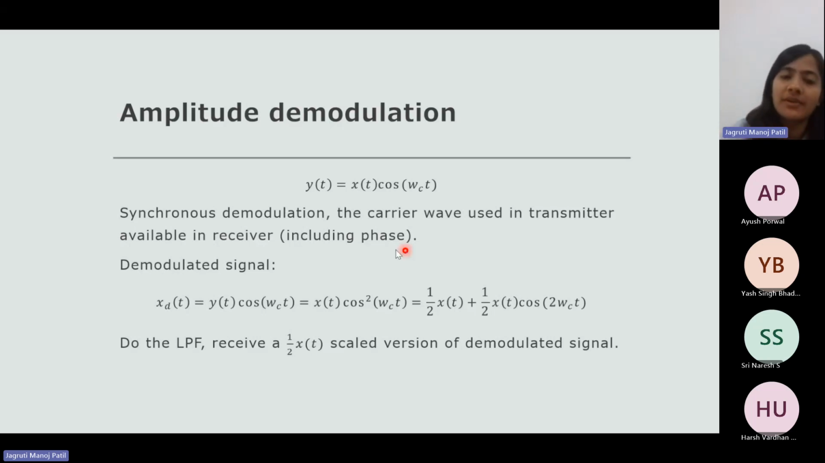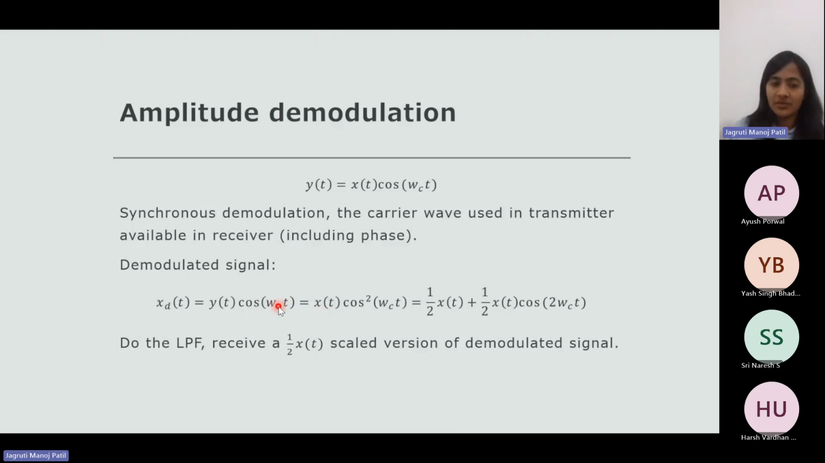So essentially, when we represent a signal, say y of t over here, x of t is our original signal, multiplied by the carrier, say cos omega t. Here there's a method called synchronous demodulation. We need a carrier signal here that's used in the transmitter and is available in the receiver, including the phase of the signal. The demodulated signal is represented by xd of t. So we take this signal and multiply it by cos omega ct, the carrier signal itself.